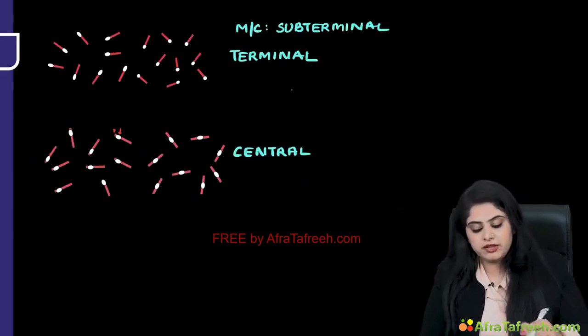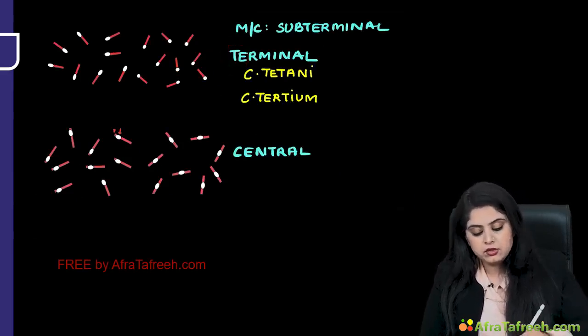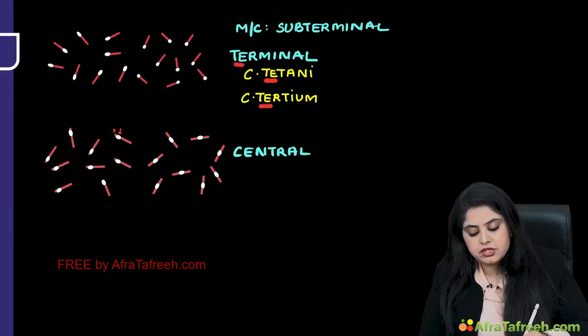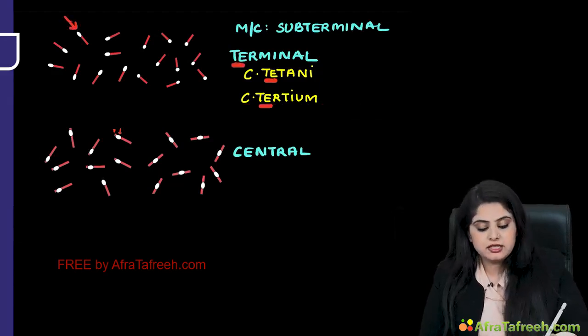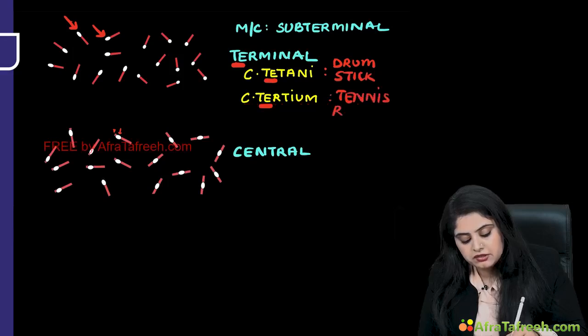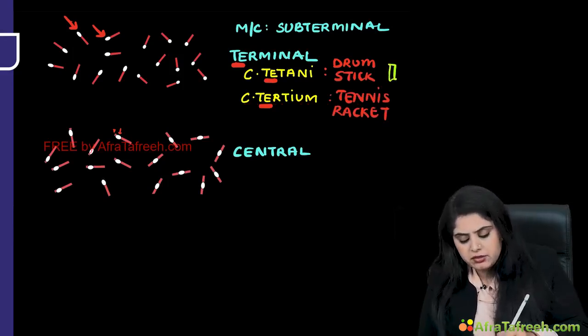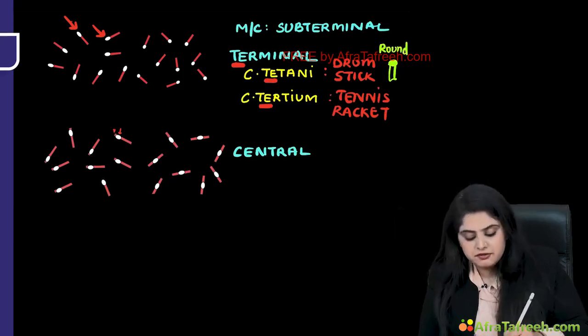Subterminal is most common. So where is it going to be terminal? Remember, TE for terminal, TE is going to be for tetani, TE for tertium. So TE, you can see, terminal spores over here. Remember, tetani is going to be known as the drumstick appearance and tertium is going to be known as the tennis racket appearance. How do I differentiate between the two? So draw and see. The drumstick is going to be, one end is round. Drumstick is round like this. So the spore is going to be round. Whereas if I draw a tennis racket, it looks something like this. Basically, the tennis racket is going to be oval.